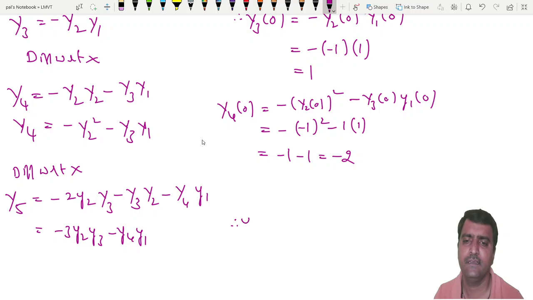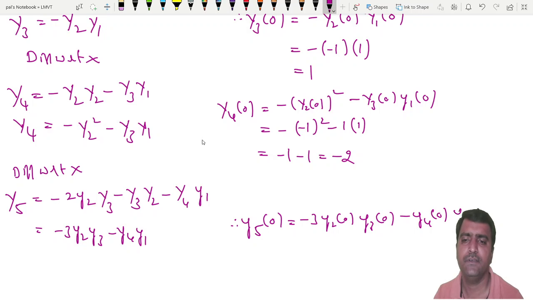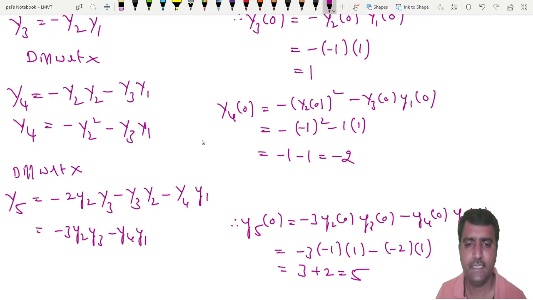So that is y5 of 0 is equal to minus 3 into y2 of 0 y3 of 0 minus y4 of 0 and y1 of 0, which is equal to minus 3 into y2 of 0 is minus 1, y3 of 0 is plus 1, minus y4 of 0 is minus 2, y1 of 0 is 1, which is equal to 3 plus 2. Sorry, so it is 5.